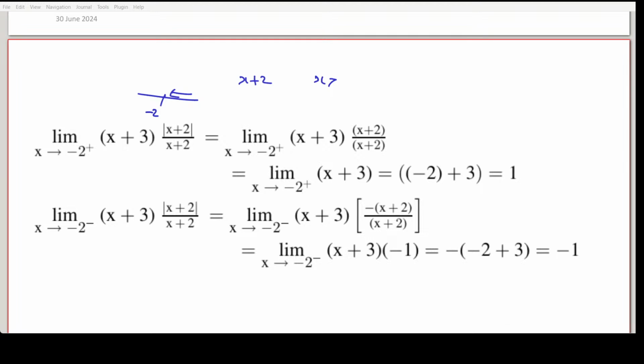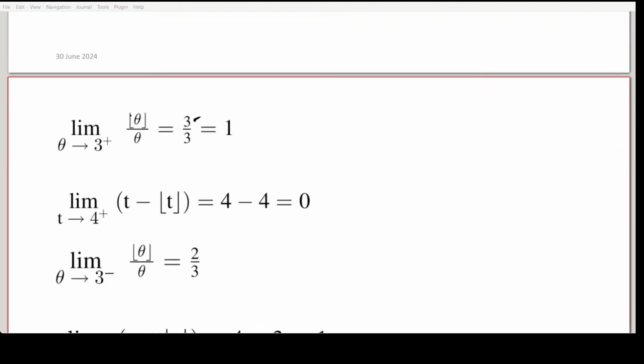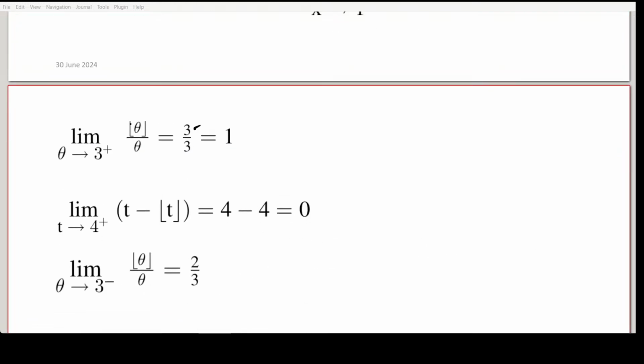You understood, Nama? The limits, they are not matching. That's why this limit doesn't exist. Okay. In this case also similar case, right? When x tends to 1 plus, x is greater than 1, then this becomes positive. x less than 1, this becomes negative. Okay? Okay, sir. Now, what about this one?